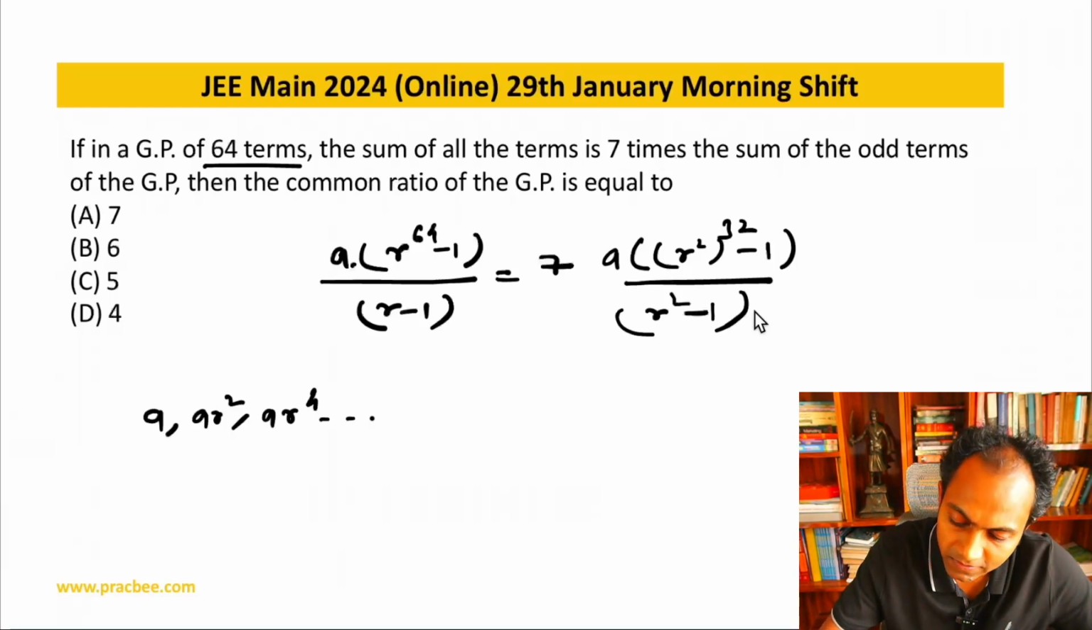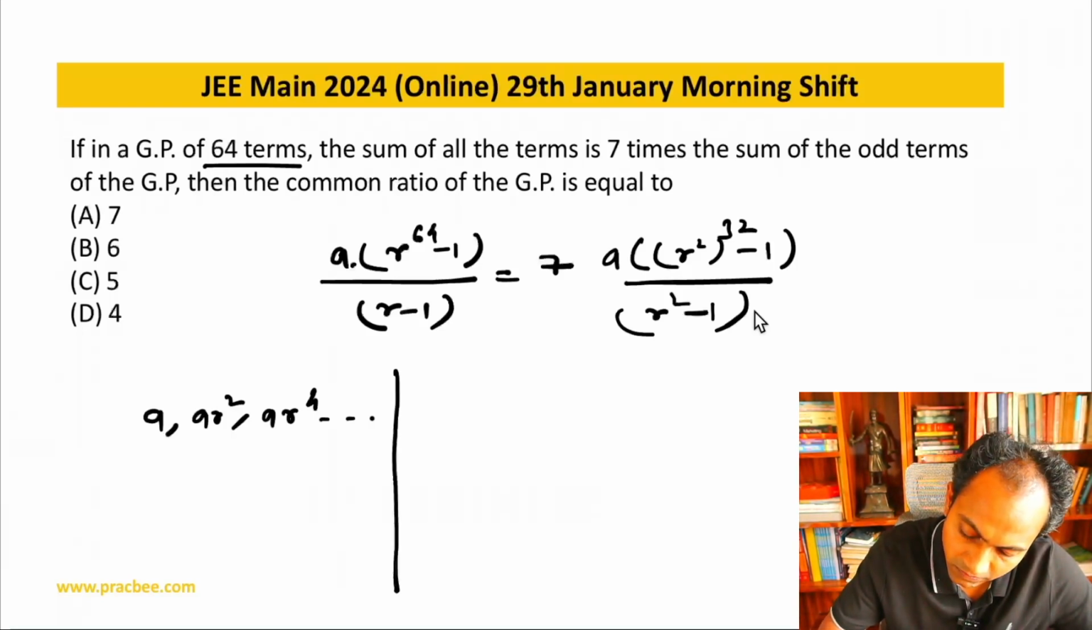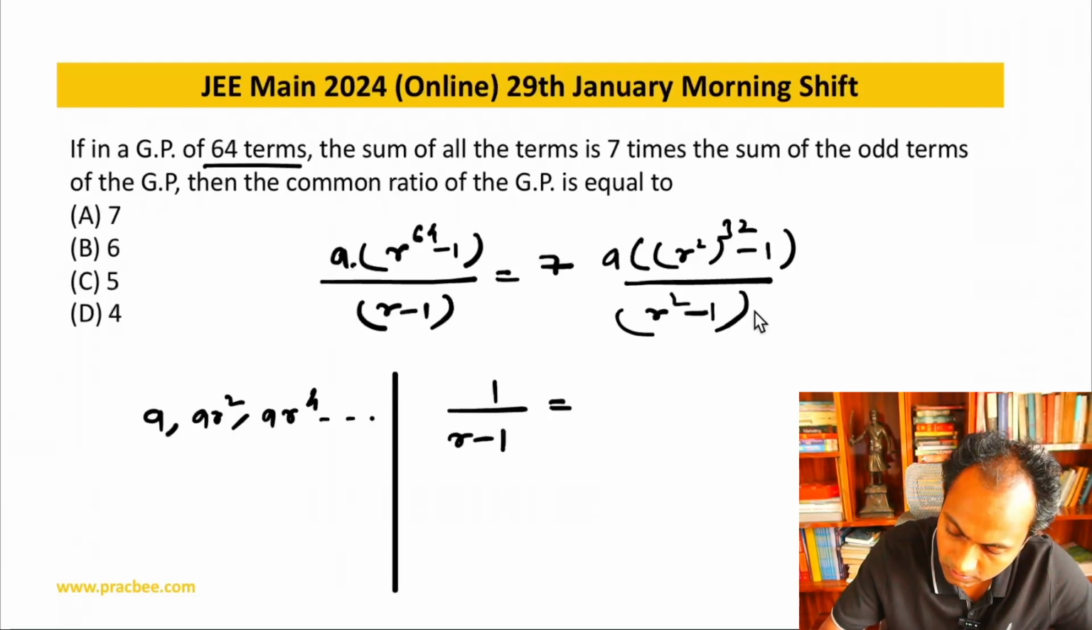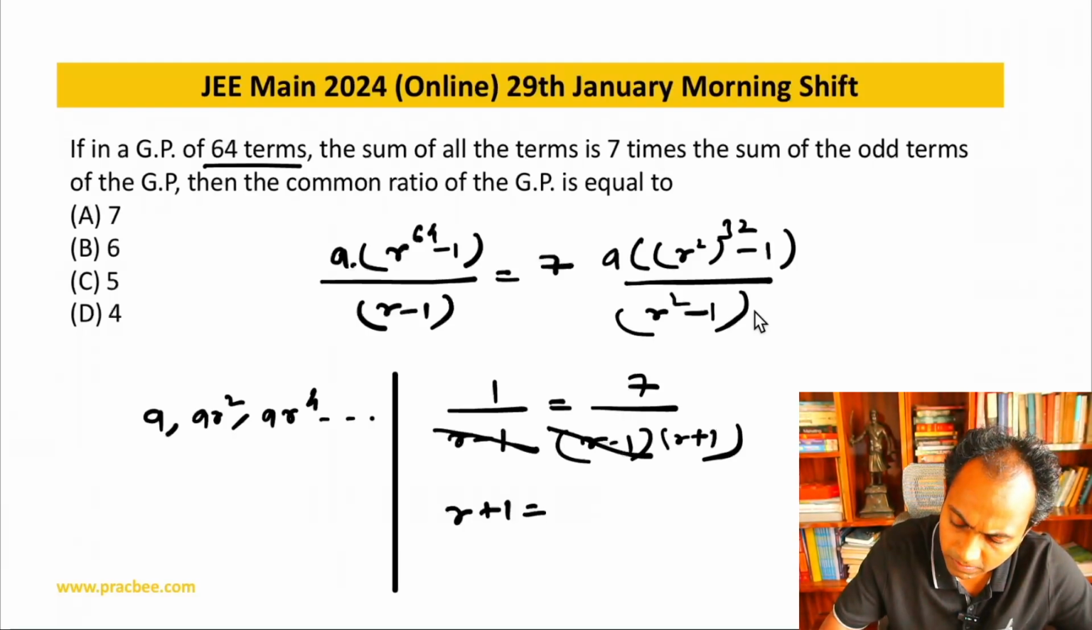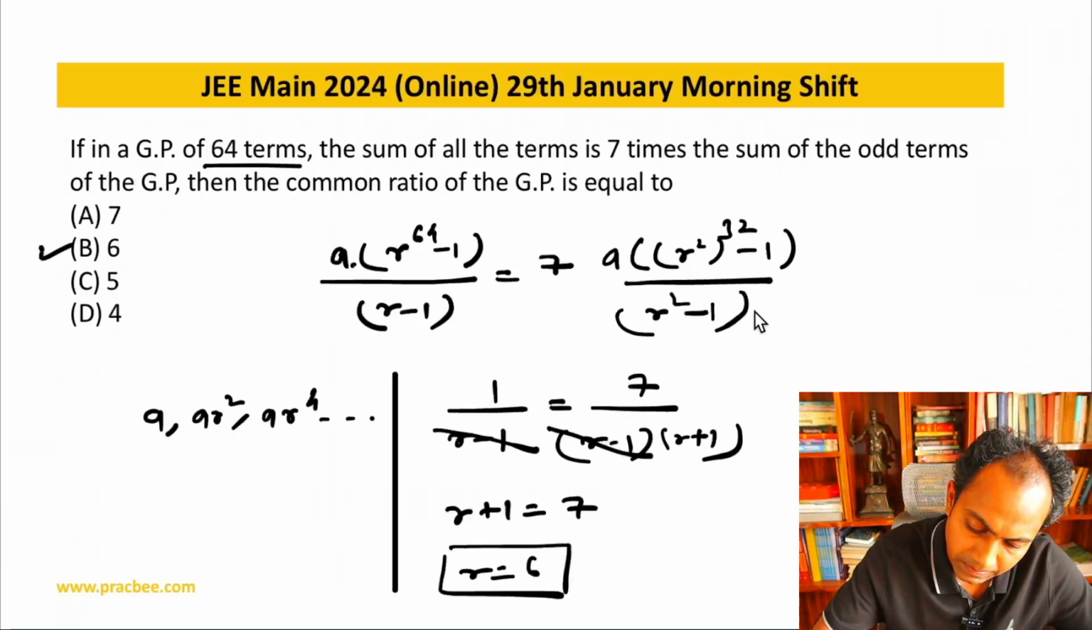Once you have ended up with this, you can see that the numerator gets cancelled out. So what we are left with is 1 upon r minus 1 is equal to 7 by r minus 1 into r plus 1. And once I have done this, r minus 1 will get cancelled out. r plus 1 is equal to 7, r comes out equal to 6. You can see that the B option matches.